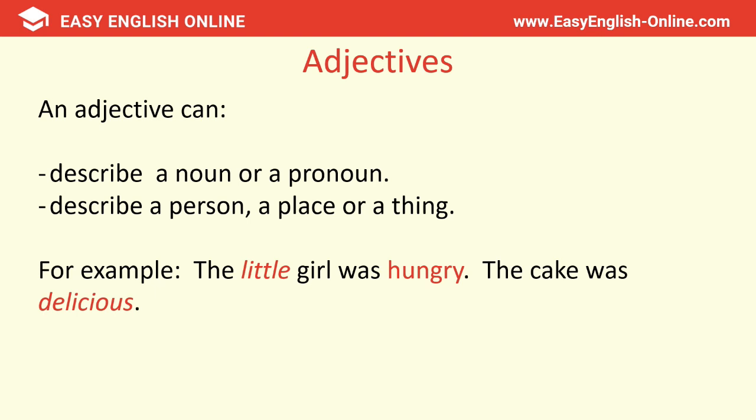Now, the next part of speech that we're going to look at are adjectives. An adjective, of course, describes or modifies a noun or a pronoun. It describes a person, a place, or a thing. It tells us more about it. It gives us more information. For example, the little girl was hungry. The cake was delicious.